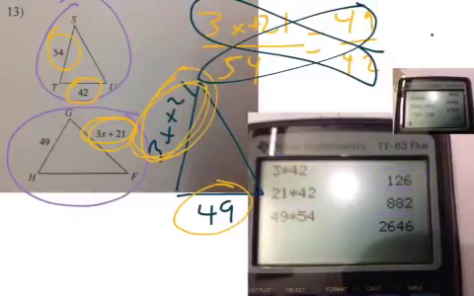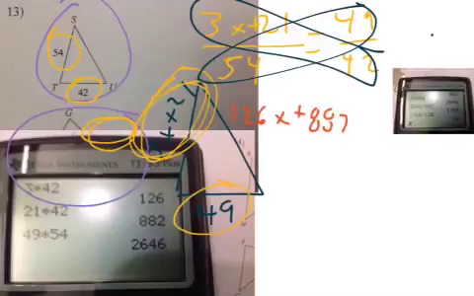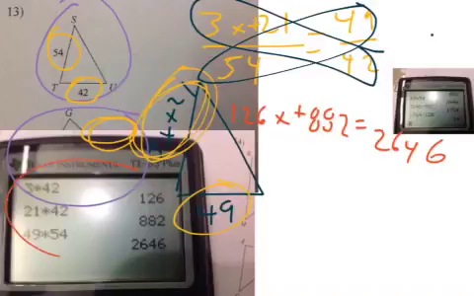Okay, let me clean that up a little bit. And let's slide it on over here. So continuing with my cross multiplying, follow the red. I now know that 126x plus 882 equals 2646. Again, that was all the calculations that were in that calculator picture.